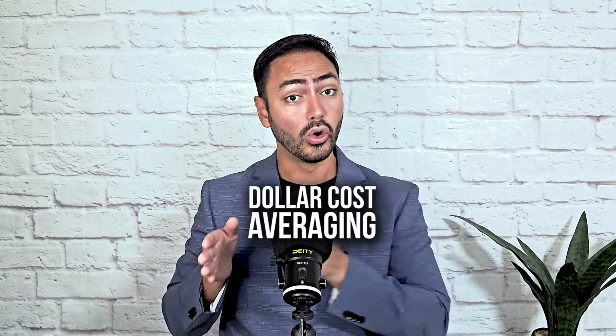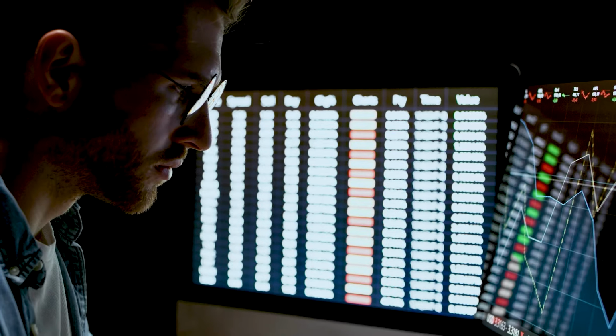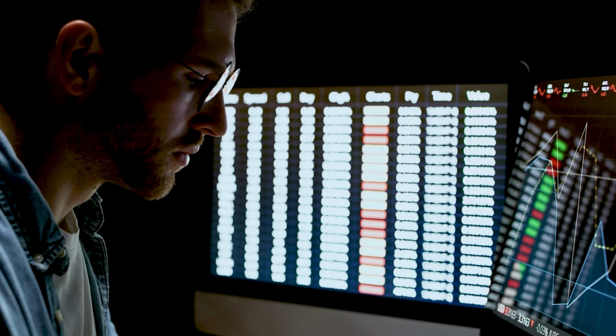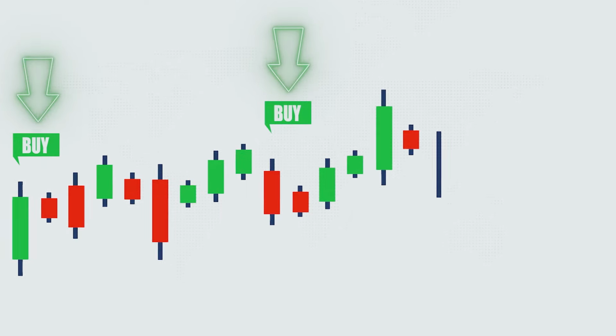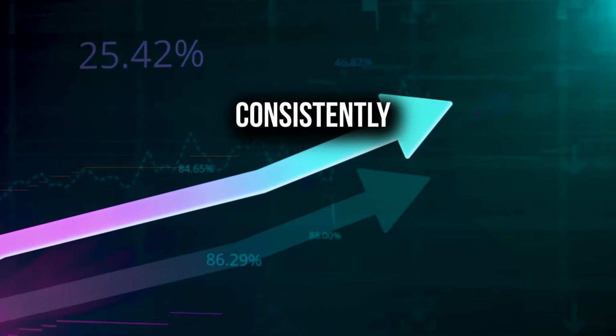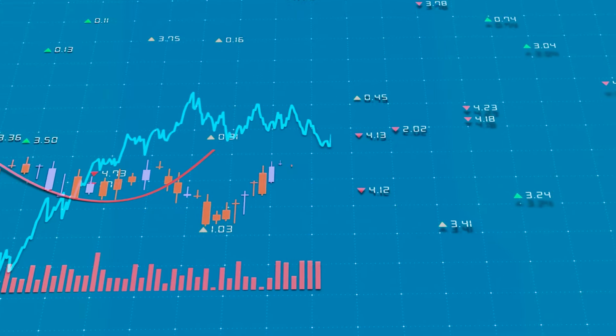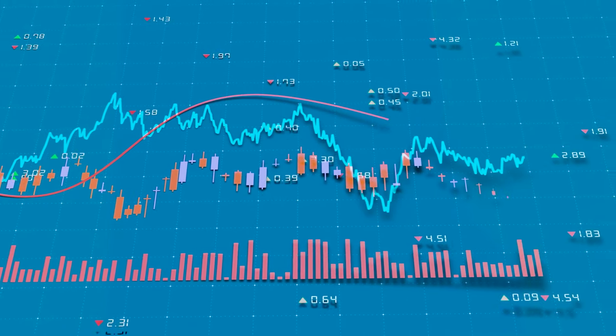Dollar cost averaging, or DCA, is an investment strategy where you regularly invest a set amount of money into a cryptocurrency at fixed intervals regardless of the price. The idea behind this strategy is simple. Instead of trying to time the market and buy at the lowest price, you consistently invest over time, which helps you smooth out the volatility of the crypto market.